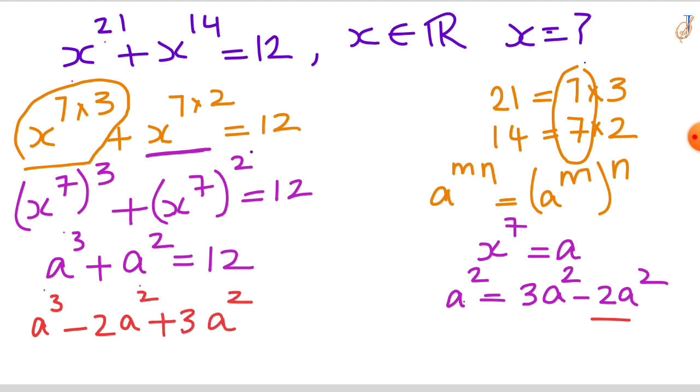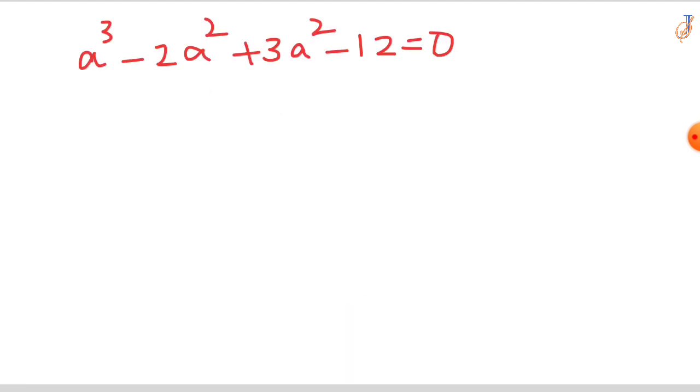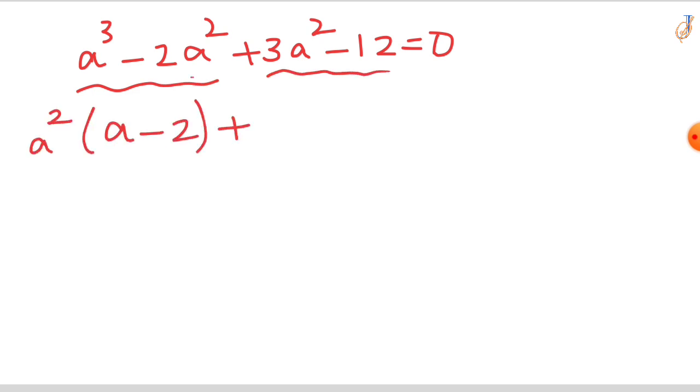If you take this 12 to the left hand side, then minus 12 is equal to 0. Now we got this. From the first two terms, if you take a power 2 as common, then you are left with a minus 2. In these two terms, we have 3, and this 12 we can write as 3 times 4. That means take 3 as common, then you are left with a raised to the power of 2 minus 4, that is equal to 0. This 4 we can write as 2 raised to the power of 2.